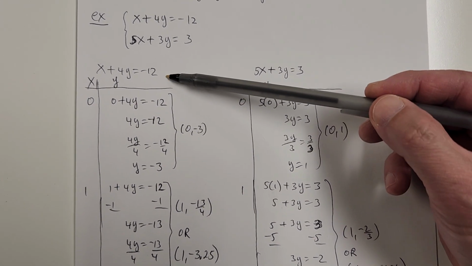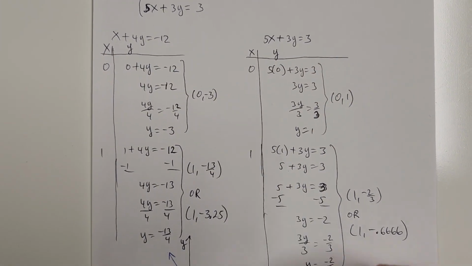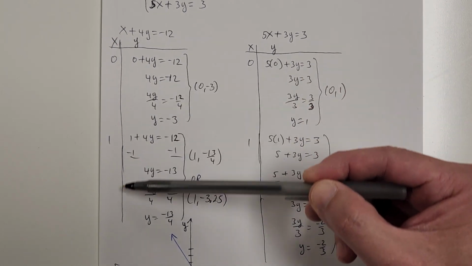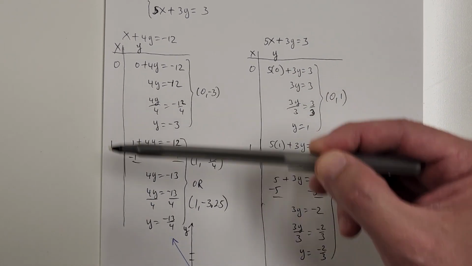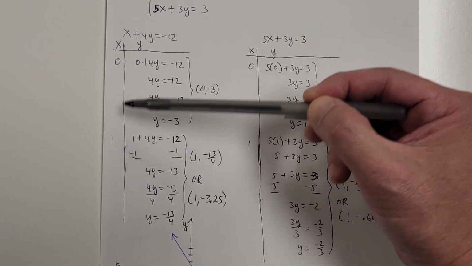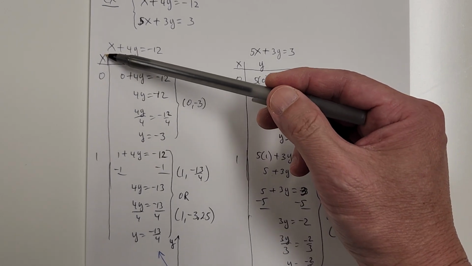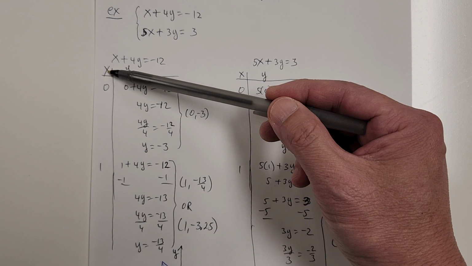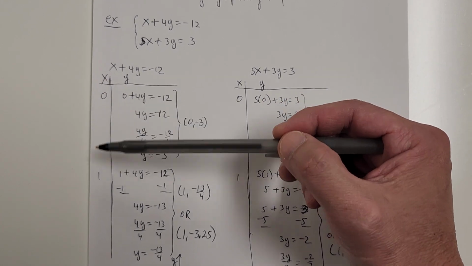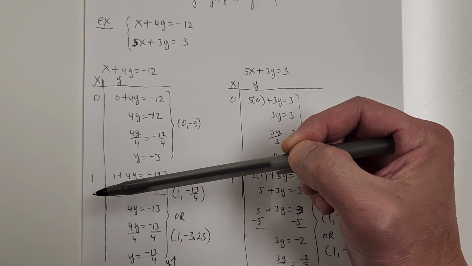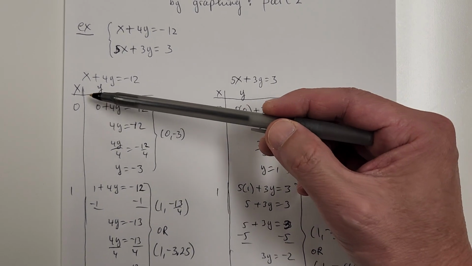So here's the first equation. Do your XY T-chart table right here, with x on this side and y on this side. Now you can pick any number you want for x, but it is best to pick 0 and 1 because it's easier. So put 0 in for x.